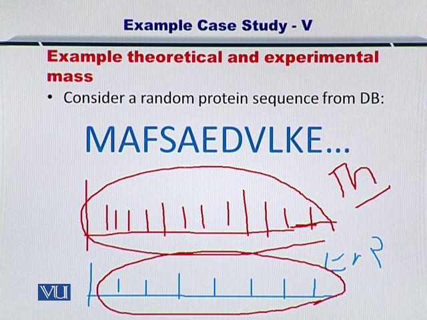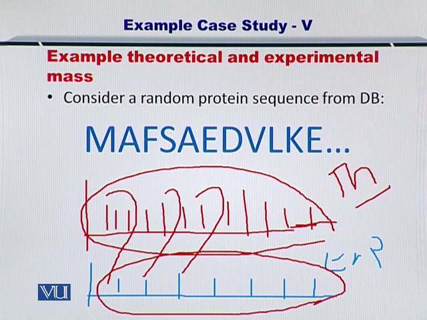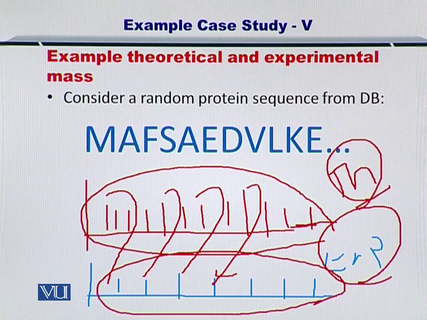So all you have to do is to just compare these peaks together, all of them, and just count how many peaks from the theoretical spectrum match with the experimental spectrum. So in this way you keep a count and you convert that into a score.